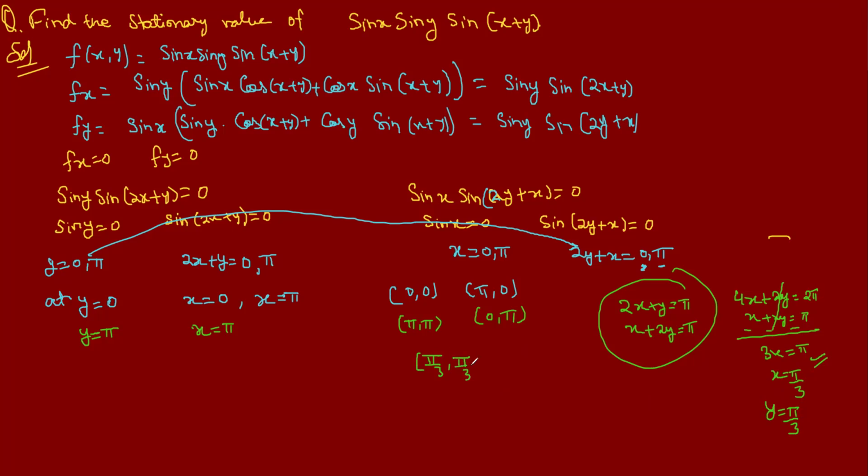So these are the stationary points at which you have to check minimum or maximum. Understood? So first you tell me at 0, 0, what you are getting. How many stationary points are there? 5 stationary points are there. Okay.